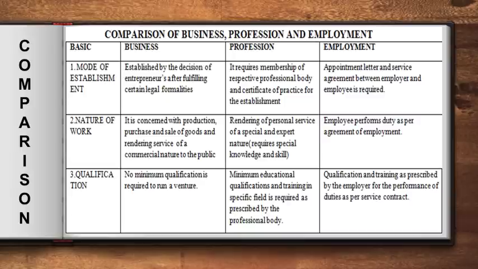Now, the third basis is qualification. Under business, it says no minimum qualification is required to run a venture. So, they're saying if you want to become a businessman, there's no real qualification that you need to have. Then, profession. Minimum educational qualification and training in the specific field is required as prescribed by the professional body. Okay. So, for you to become a professional, you need to have some kind of expert qualification. You need to be an expert in a particular area. Okay. Then only you can be called a professional.